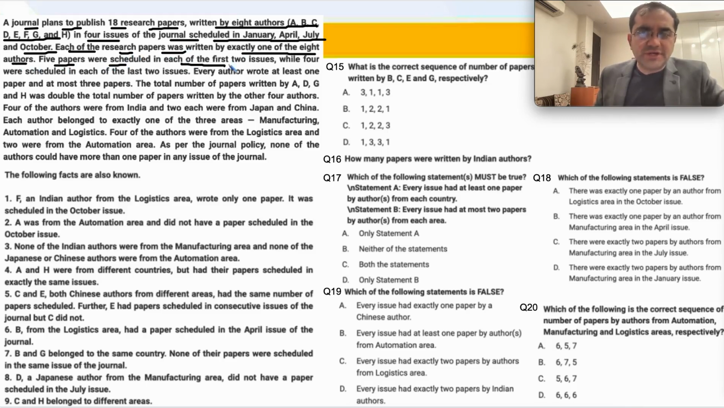5 papers were scheduled in the first 2 issues. 4 were scheduled in each of the last 2 issues. So it's 5, 5, 4, 4. We'll write all of this very neatly. Okay? I mean, that's not neat. So, although neat is an adjective that you all use for something else, every author wrote at least 1 paper and at most 3 papers.